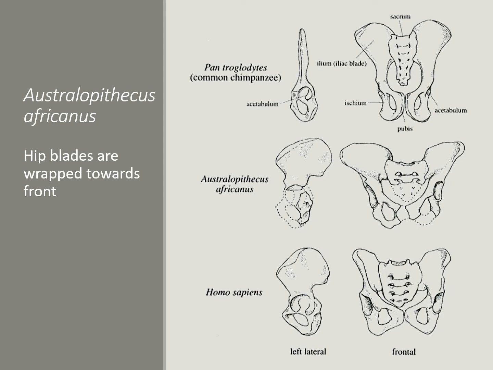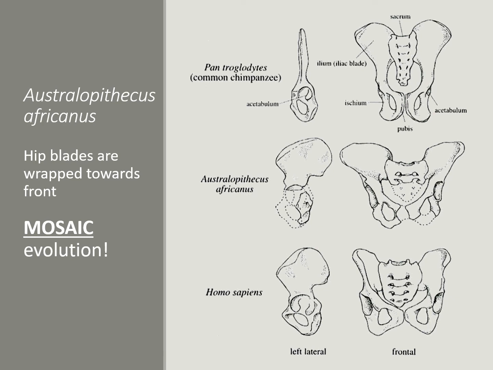But of course, africanus was a hominin, so it showed bipedal traits. So the hip blades of africanus are wrapped towards the front. So you can see here, africanus hip blades look more similar to humans compared to a chimpanzee. And again, wrapped towards the front, these hip blades means reorientation of the gluteus minimus and medius, which changes their function, and now they act as hip stabilizers. Very important for bipedal walking.